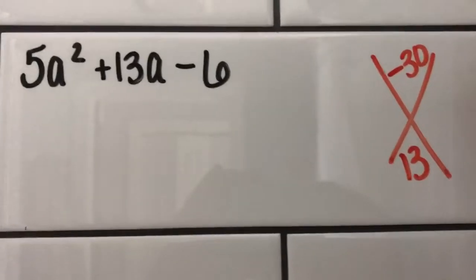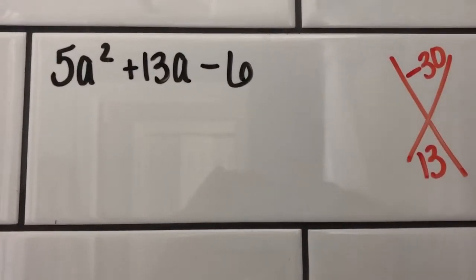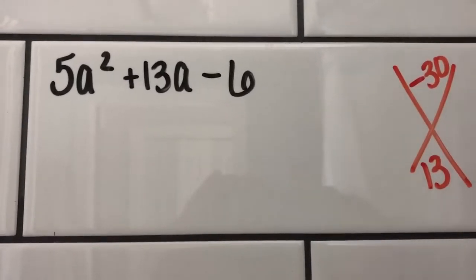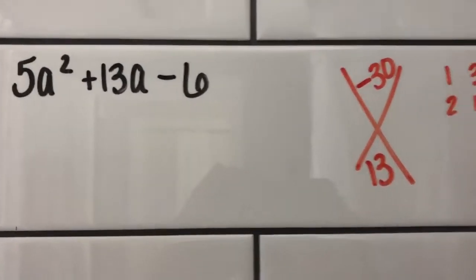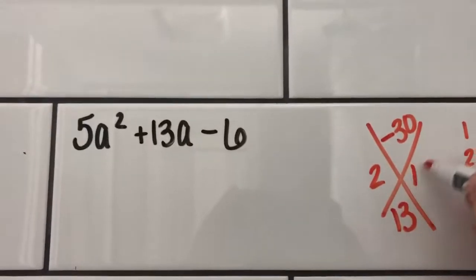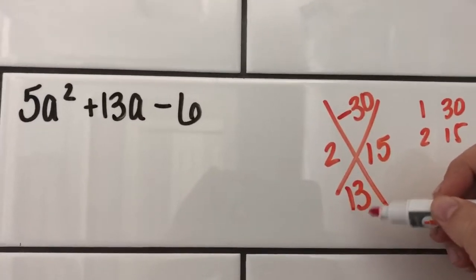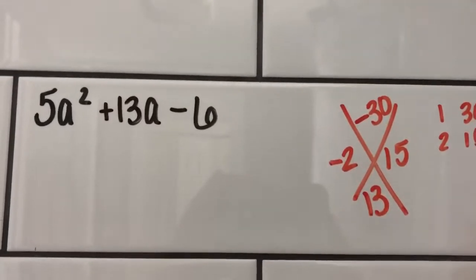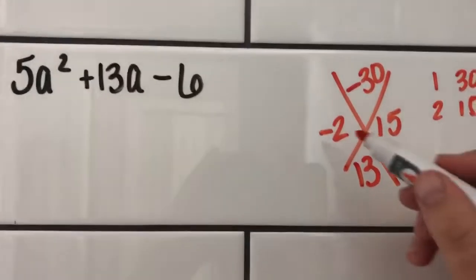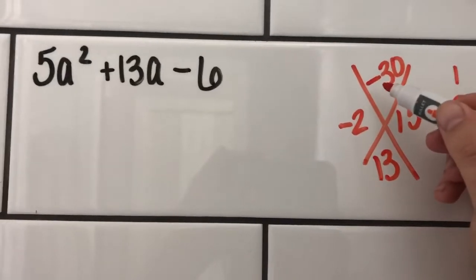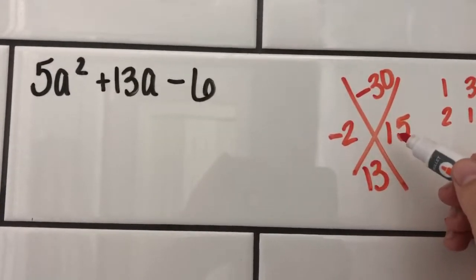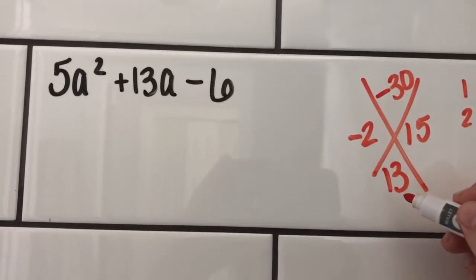Let's just go through those as a reminder. 1 and 30, those won't work. 2 and 15, those will work right away. So 2 and 15 I'm going to use. Now I need to make the top negative but the bottom positive. Therefore I know I need to have a negative 2 out in front. Negative 2 times 15 does equal negative 30. Negative 2 plus 15 does equal 13.